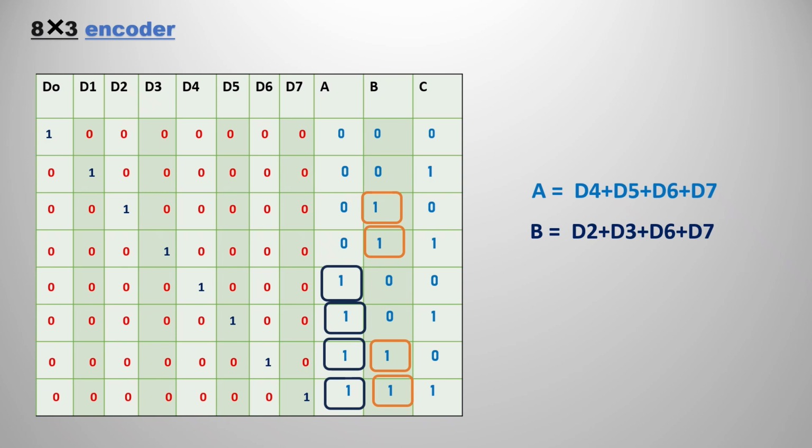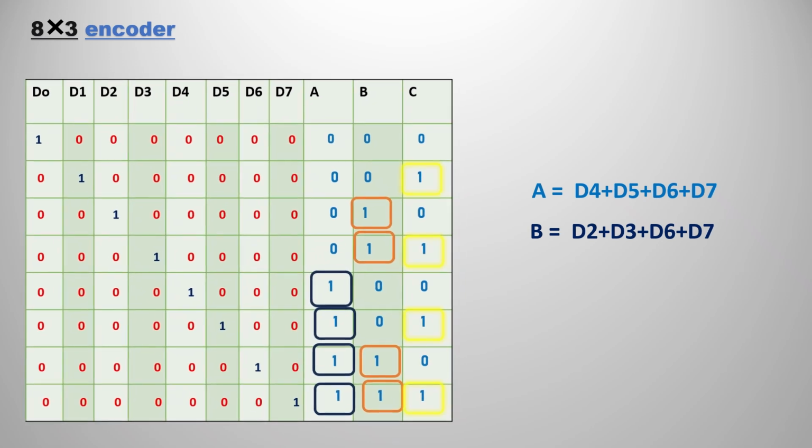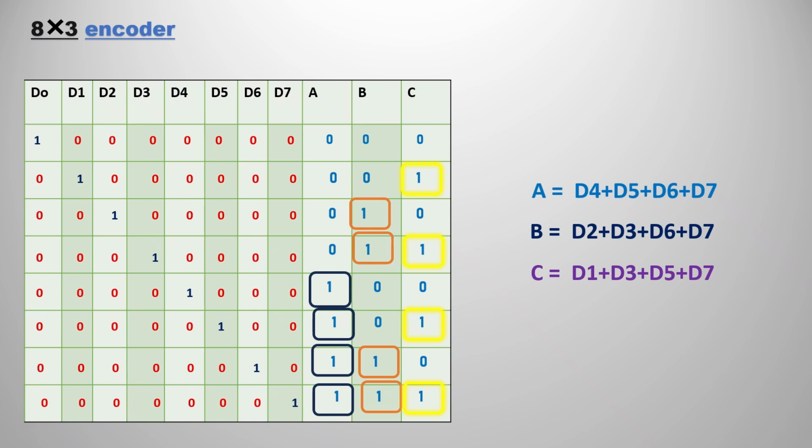In the same way, we can get the output expression for B also. If you observe, the first box of 1 under B corresponds to D2, the next box corresponds to D3, then next D6 and D7. So the sum of these will give the output expression for B. In the same fashion, obtain the output expression for C also, that is D1 plus D3 plus D5 plus D7.